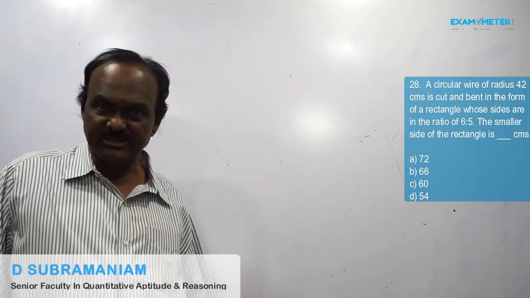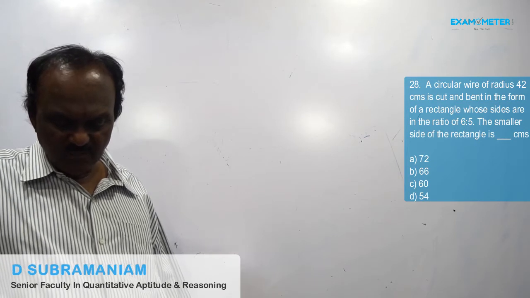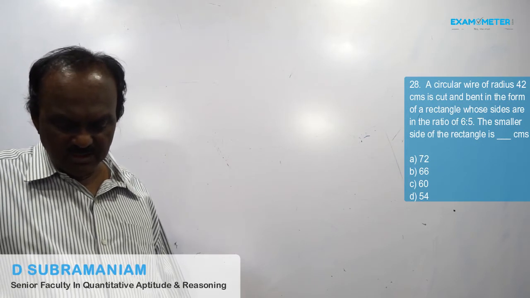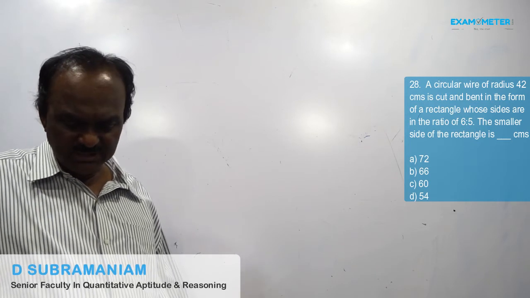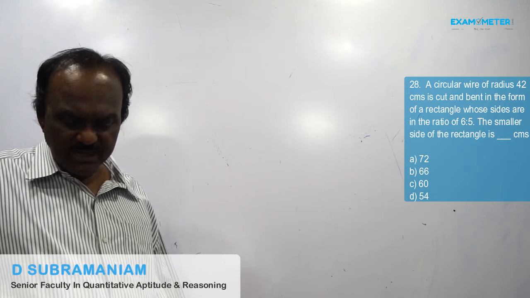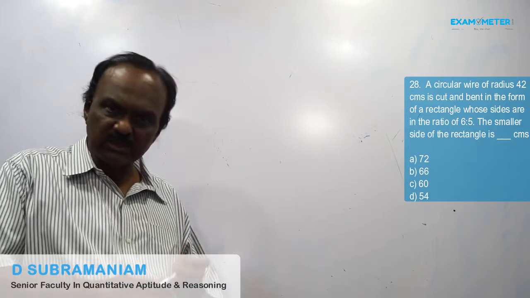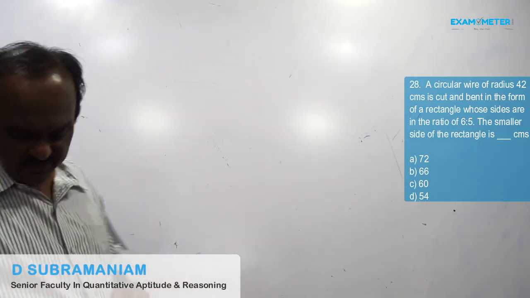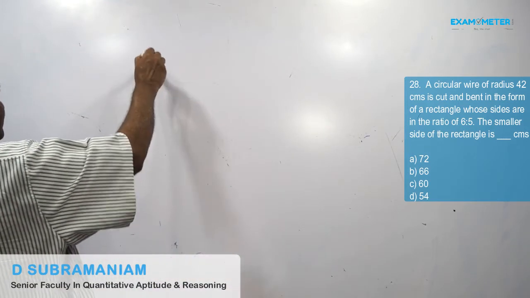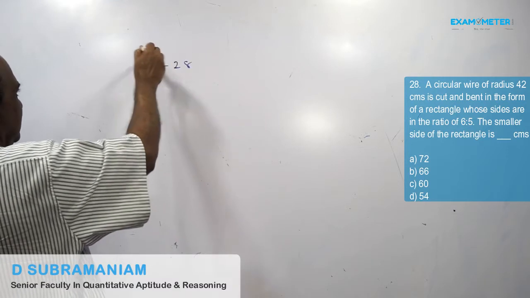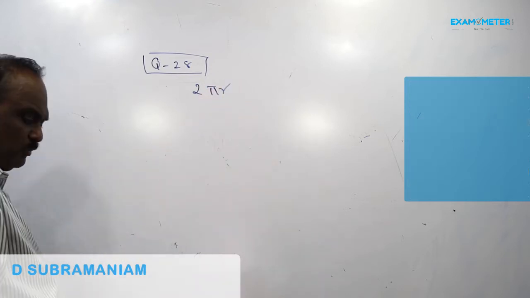Question number 28. A circular wire of radius 42 centimeters is cut and bent in the form of a rectangle whose sides are in the ratio of 6:5. The smaller side of the rectangle is how many centimeters? Length of the wire is nothing but circumference of the circle. That is 2 pi r.